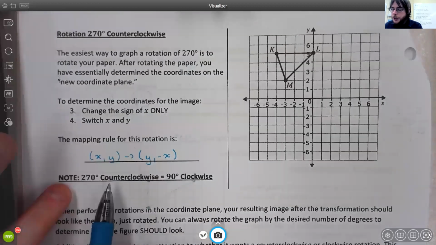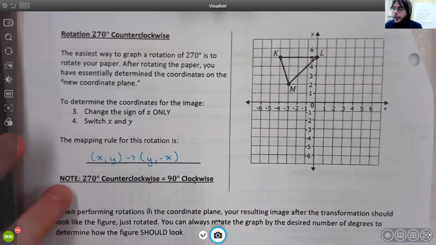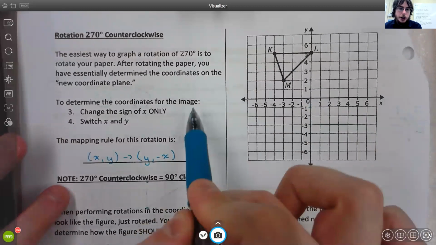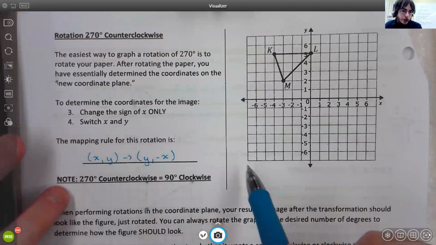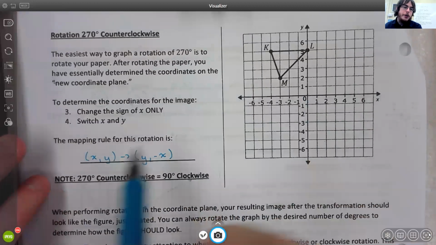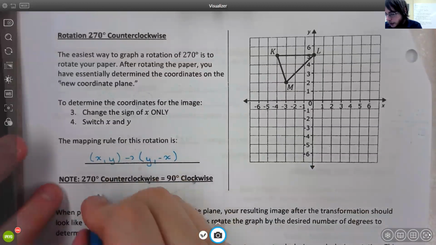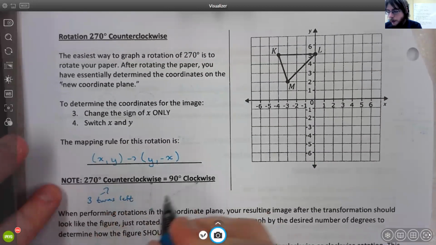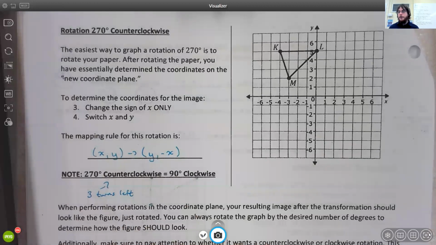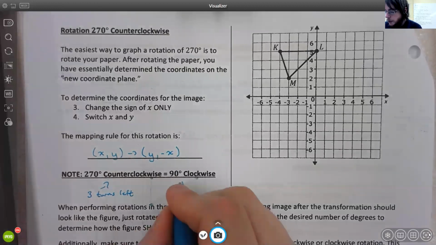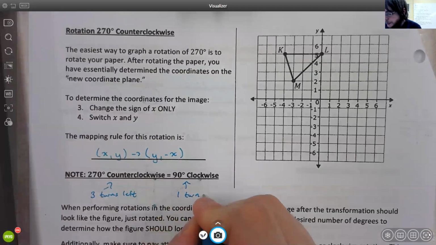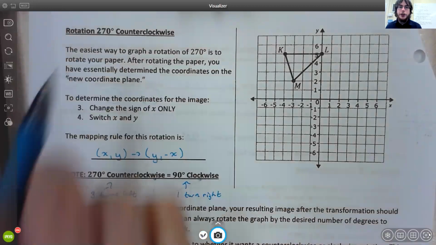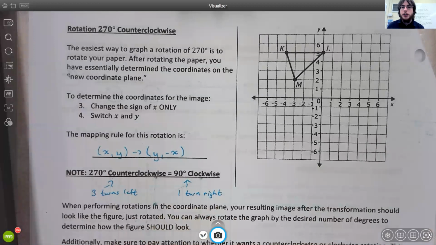Now, 270 degrees counterclockwise. If 90 degrees is one turn to the left, and 180 degrees is 2 turns to the left, then 270 degrees counterclockwise is 3 turns to the left. 3 90-degree turns to the left. However, we can also do a 90-degree clockwise rotation, and that would just be 1 turn to the right. So 270 degrees counterclockwise is the same thing as 1 turn to the right.